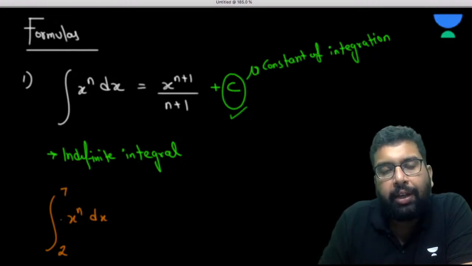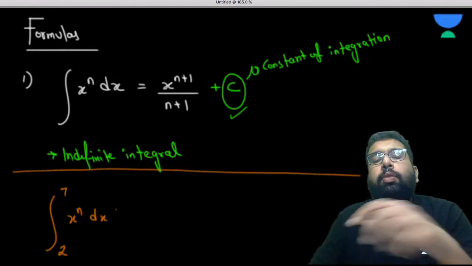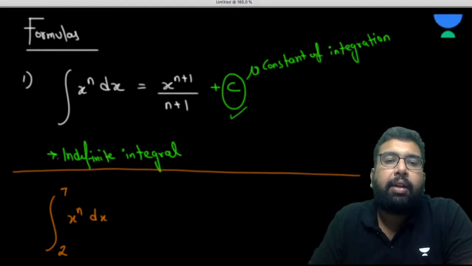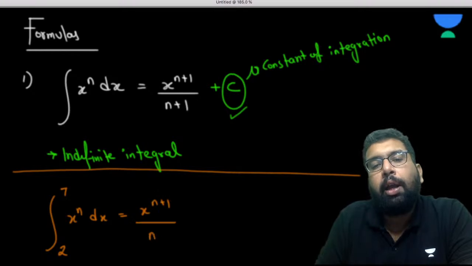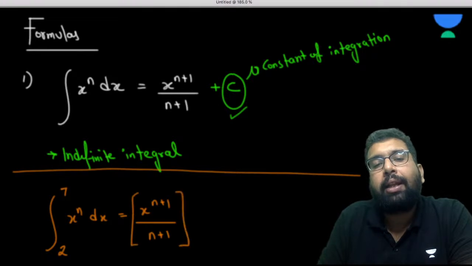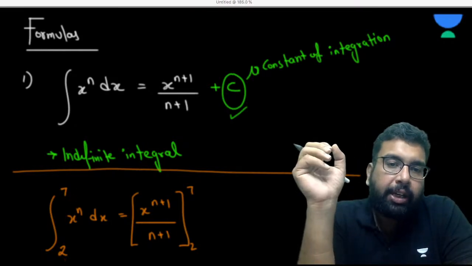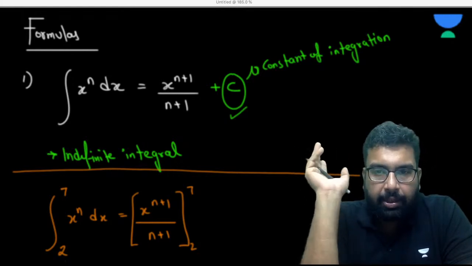So if we are integrating within limits, this is how it is shown. This is what we call the definite integral. In this case, the formula remains the same, but there will be no constant of integration, and you will write it like this, with 2 and 7. This is called the lower limit. This is called the upper limit. So there will be no constant of integration in a definite integral, that is, when you are integrating within some defined limits.